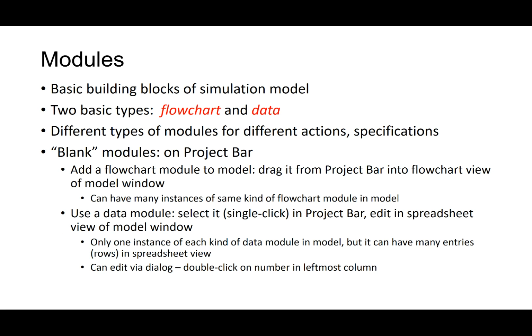The basic building blocks of the simulation model are the modules. And there are two basic types, flowchart and data. The different types of modules are applicable for different actions or specifications. You can create blank modules on the project bar. So for example, adding a flowchart module to a model, you can drag it from the project bar into the flowchart view, or you can use a data module by selecting it in the project bar, editing it in the spreadsheet view of the model window.